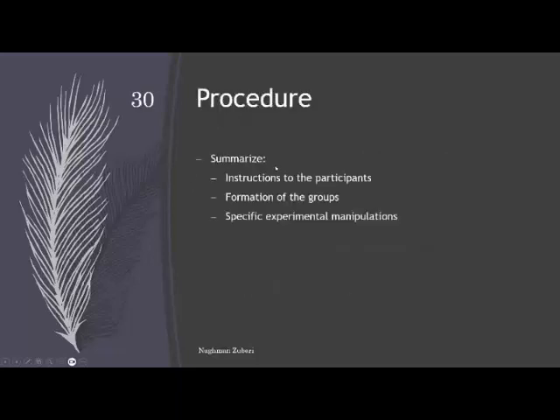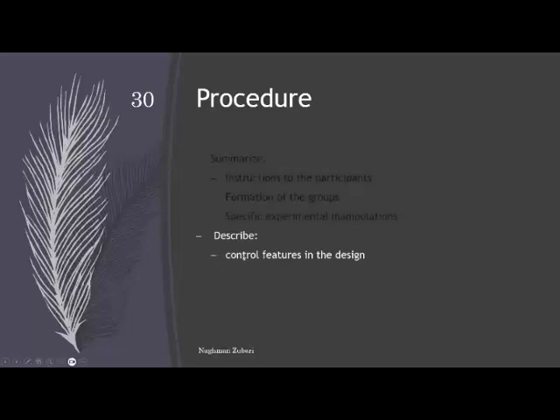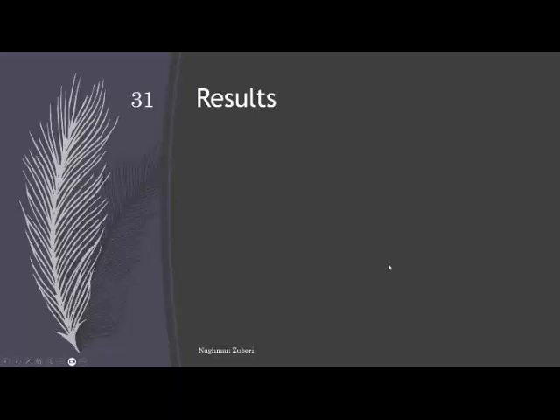In the procedure, summarize instructions to the participants. If you have made groups, what type of groups you have made and on what basis; and if you have done specific experimental manipulations, what kind of manipulations those were. Describe the control features in the design. If you have a control group as well, you have to mention on what basis that was a control group. Then comes the results.